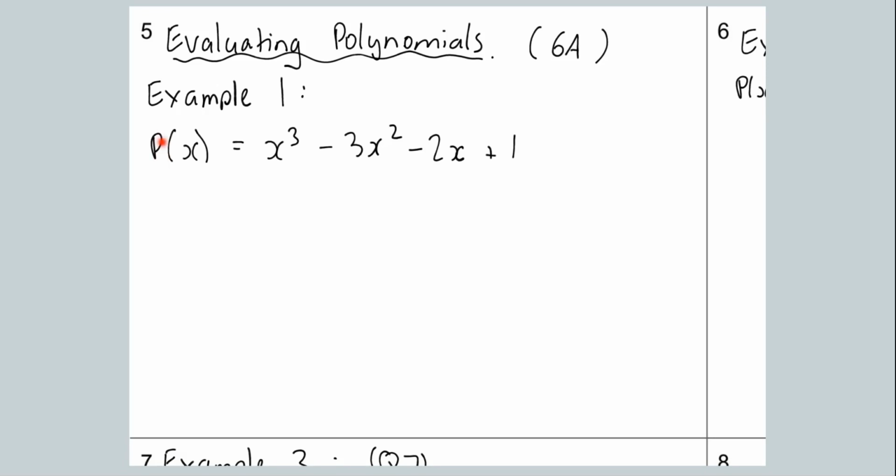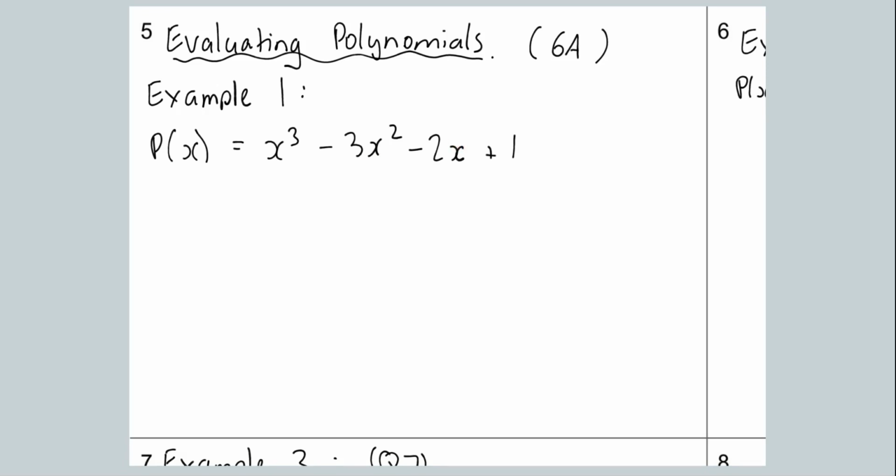We can see we've got a polynomial function defined as x cubed minus 3x squared minus 2x plus 1. And again, the concept of a function is that for a given input x, p is found by this rule. Cube x, subtract 3 multiplied by the square of x, subtract 2 multiplied by x, and then add 1.